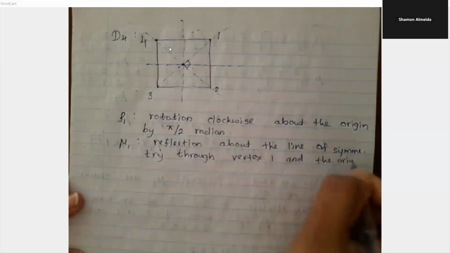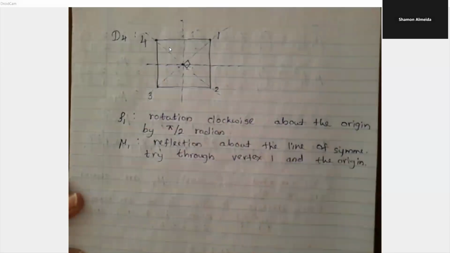Now see, we will write all elements in D4 simply using row 1 and mu1. Right? And you will see for any n, Dn has two generators, row 1 and mu1, where row 1 would simply resemble a rotation clockwise about the origin by 2 pi over n radian, and mu1 will be the reflection about the line of symmetry through vertex 1 and the origin. Okay? Right.